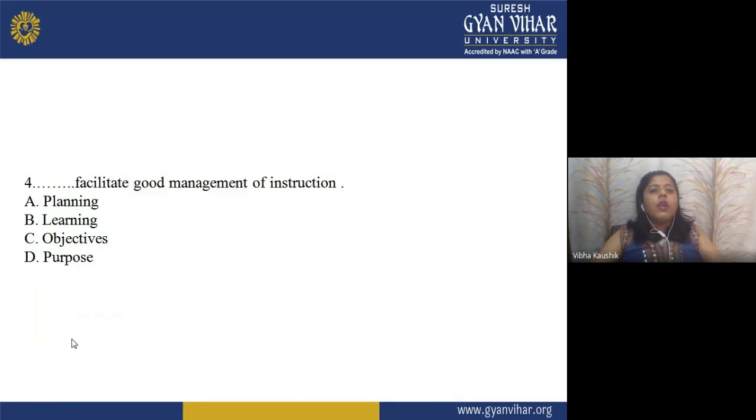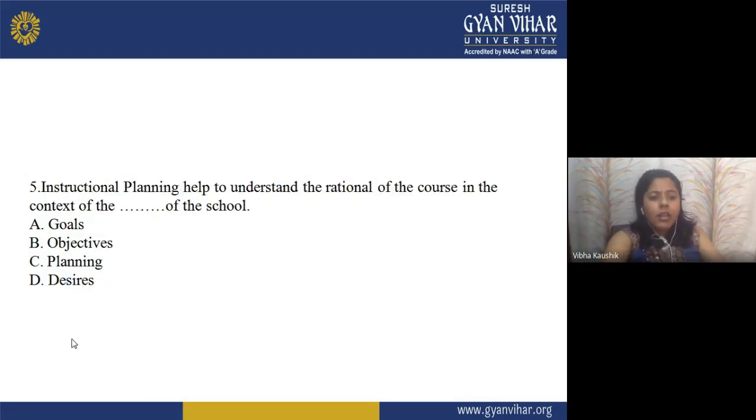Now, the fourth one, dash facilitates good management of instruction. Now, what is that? A, planning, B, learning, C, objectives, or D, purpose. Now, the correct answer is planning. The planning facilitates the good management of instruction. Means if our planning is good, then it will help us to manage or facilitate our learning.